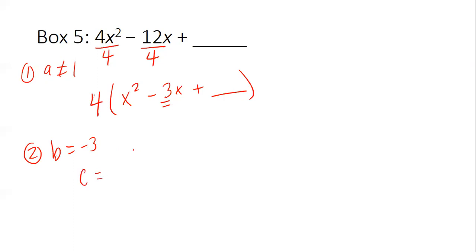So to find C, C equals -3 divided by 2 squared. When you're squaring a fraction, it applies to the numerator and the denominator. So C equals, what's 3 squared? And what is 2 squared? 4. So our C here is 9/4.